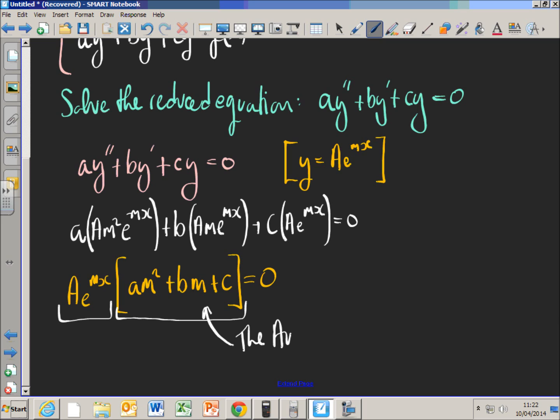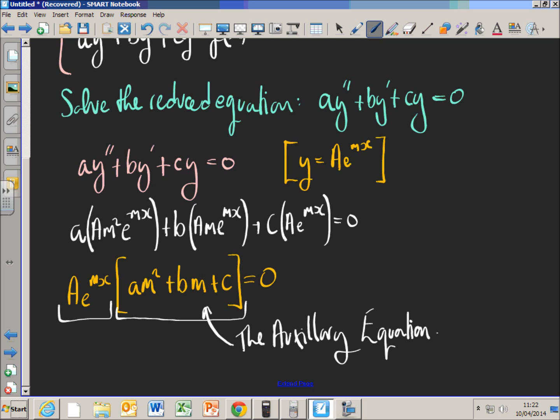And that's the way we're going to solve these things. So I only have to worry about this quadratic here. Now, this quadratic, depending on what a, b and c are, is either going to have 2 roots, 2 equal roots, or complex roots. Is that right? Okay. So we've got 3 situations.